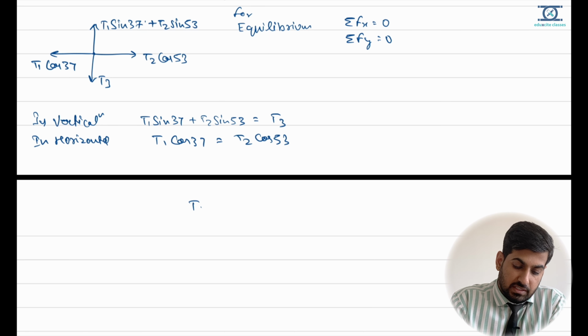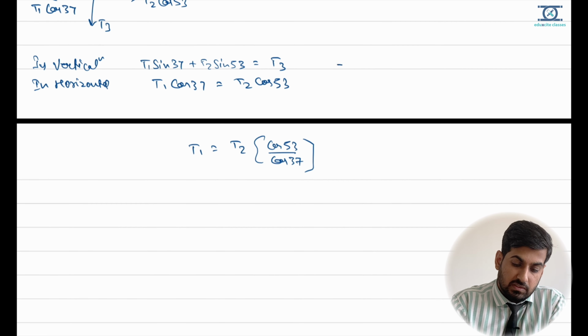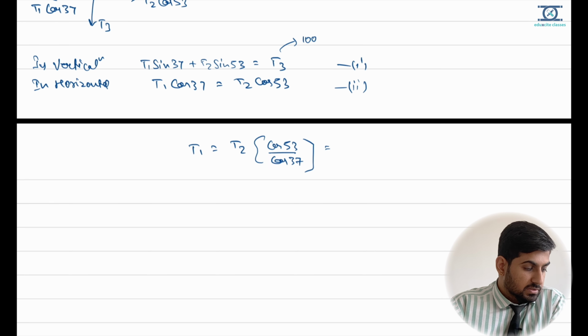Now using this I can say T1 is equal to T2 times cos 53 over cos 37. Let us say this is equation 1, and T3 is already 100, which we know from above. This is equation 2. So what I can place is, I have done the calculation, it comes out to be something around T2 times 0.753554, something like this. You can use your calculator, guys.